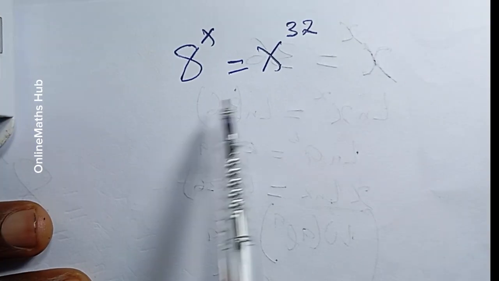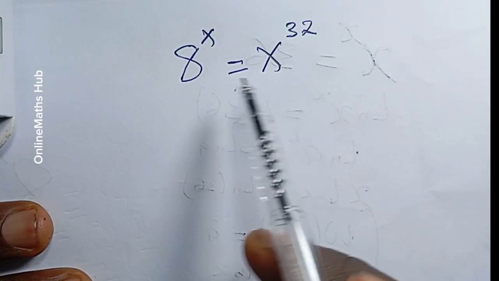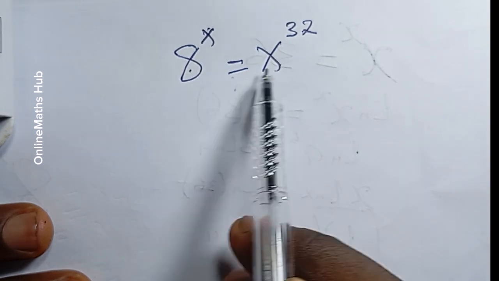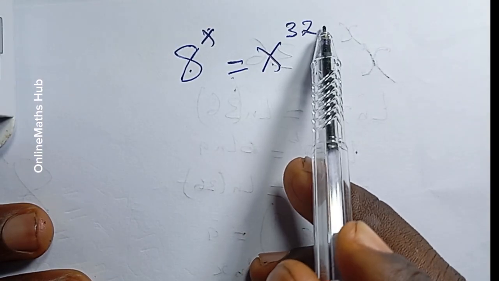We want to solve this equation you see over here. So this is 8 power x is equal to x power 32.